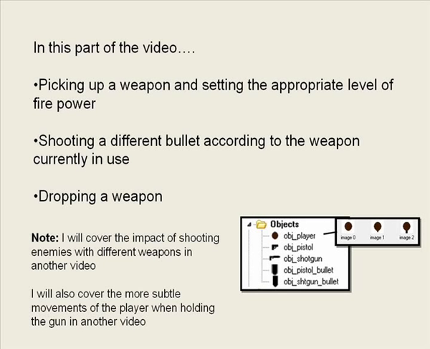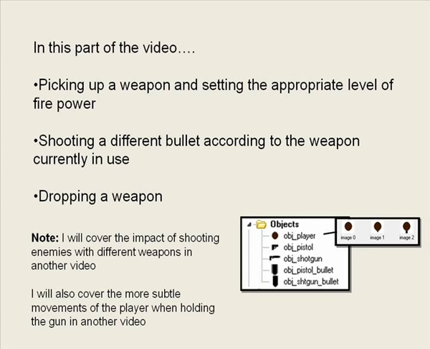In this section of the video I will cover picking up a weapon and setting the appropriate level of firepower, shooting a different bullet according to the weapon currently in use, and dropping a weapon. You will need sprites and objects for the player, the weapons and the bullets you will use. Your player sprite should contain at least 2 sub-images, one unarmed and the others carrying different weapons, depending obviously how many you want to use.